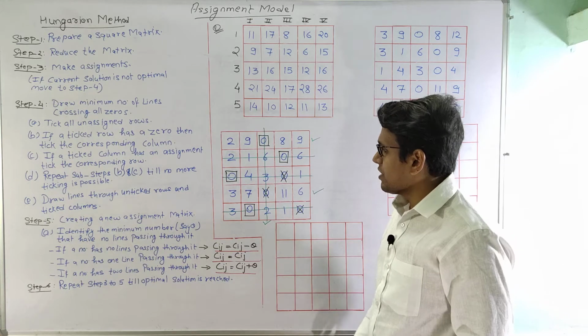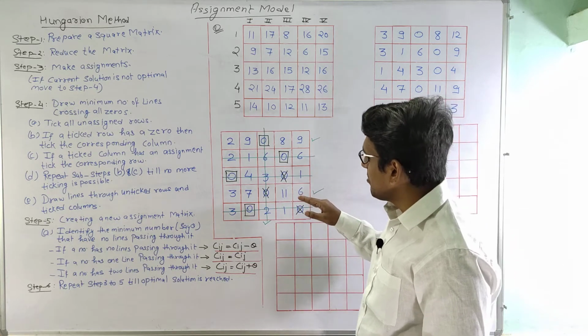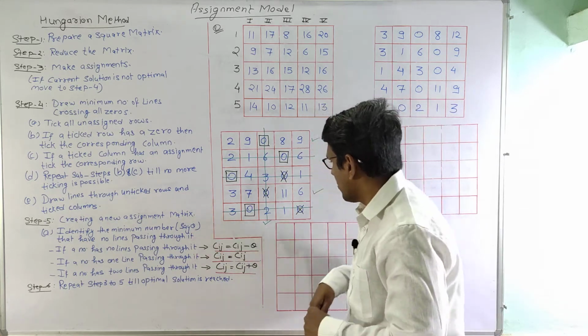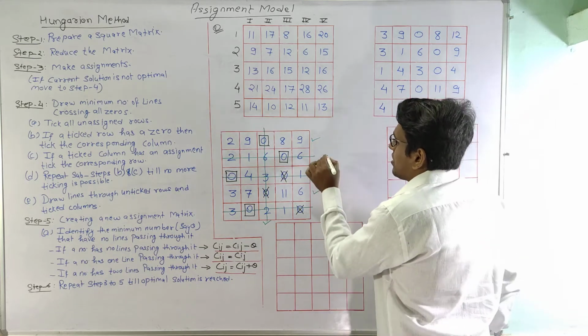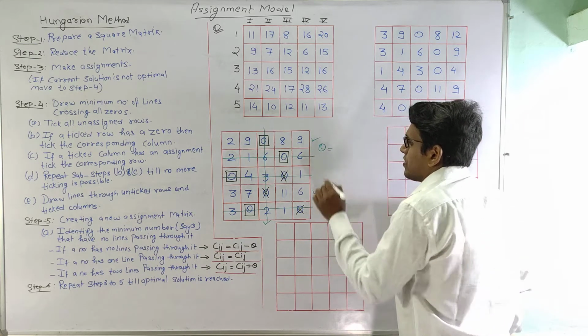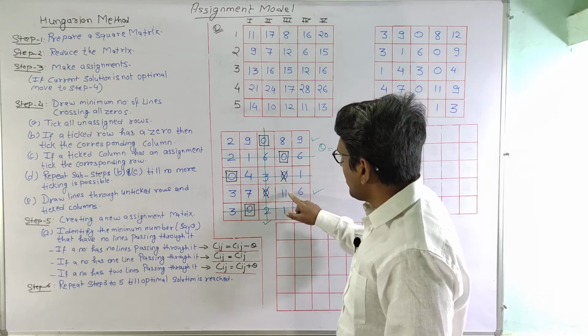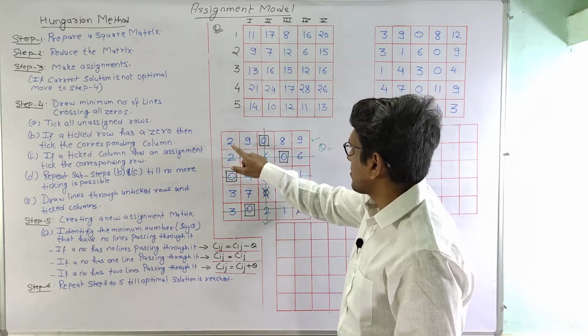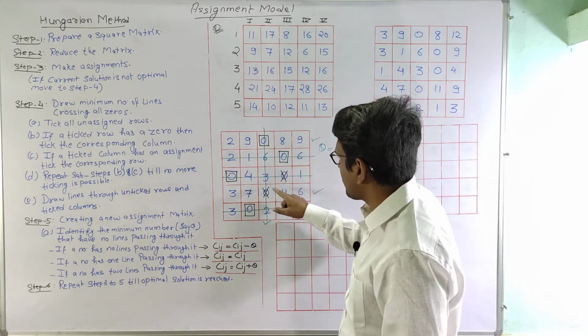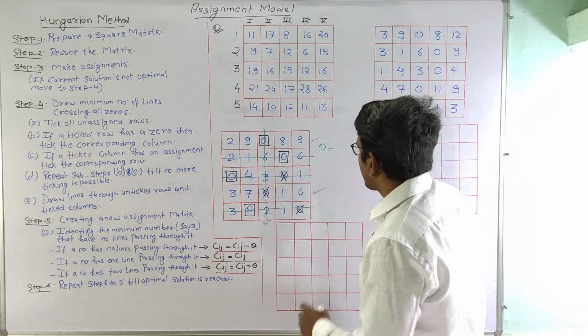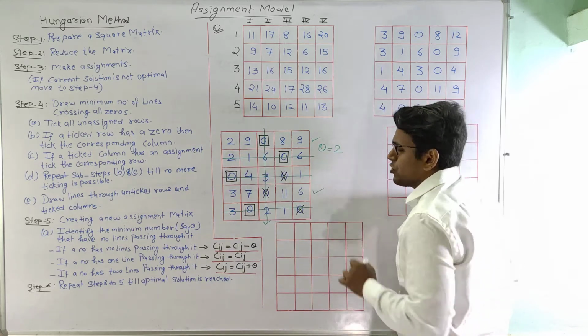So what we'll do here is we will select the minimum value, say theta. Okay, we will select any minimum value theta among the cell where no lines are passing. So when we see the cell where no lines are passing, the minimum value here is 2. So the value of theta is 2.